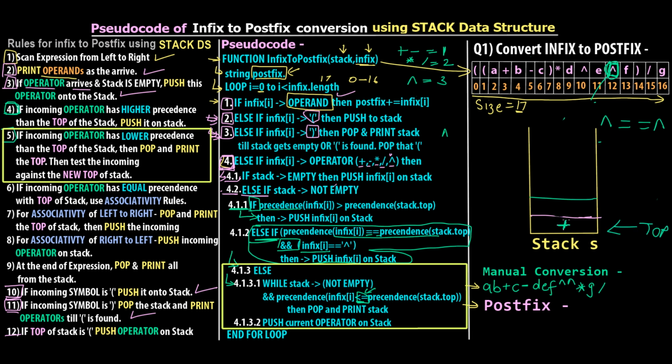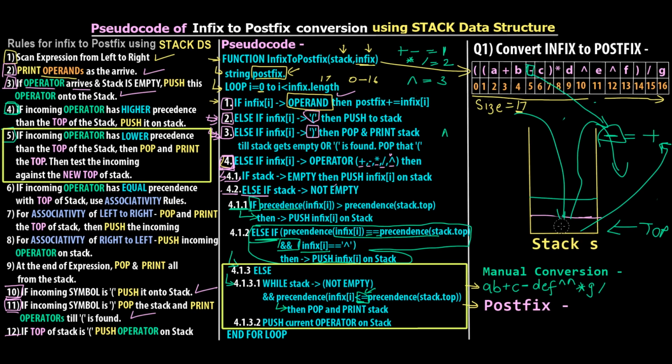Let's say the top of the stack is plus, and now we are scanning, or we are at minus operator in the expression. So infix of I is minus, and minus has equal precedence as plus, right? So in that case, we simply pop and print the stack, and the while condition checks if the stack is not empty. So obviously the plus will be popped out and printed in the postfix expression. And once the stack is empty, we have 4.2.3.2 which says push the current operator, which is minus. So minus will be now pushed onto the stack.